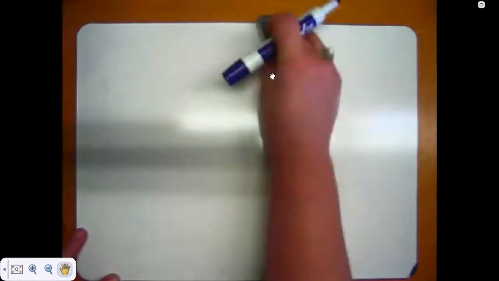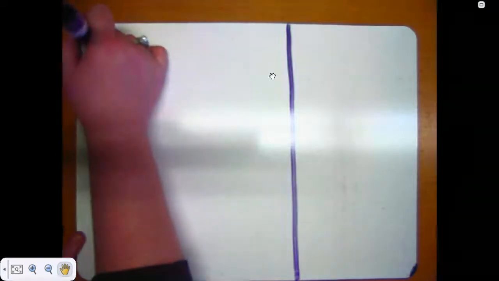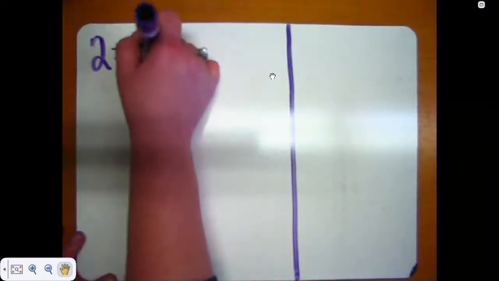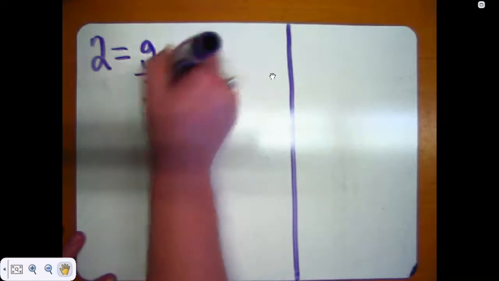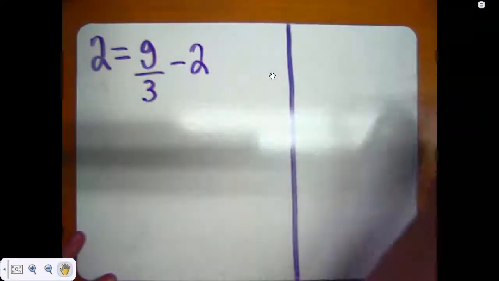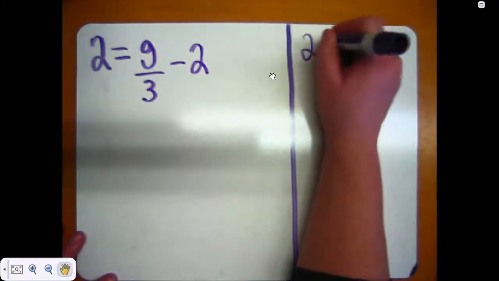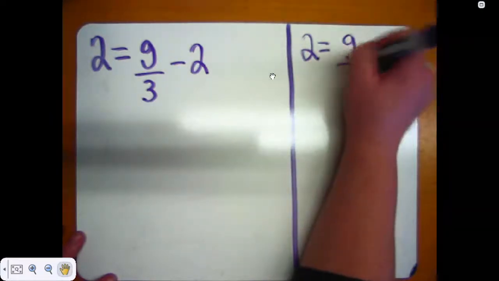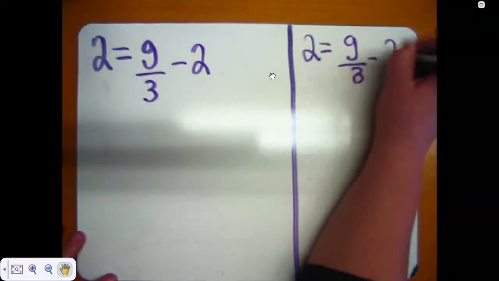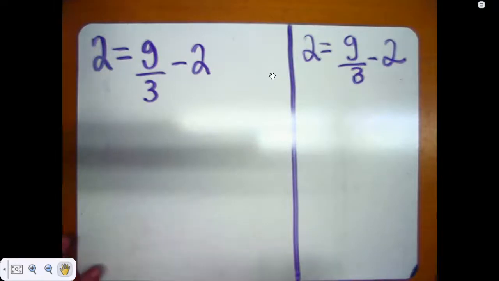And I'm going to go ahead and leave this line here so we can check it when we get finished and make sure our answer is correct. So we could have 2 is equal to g over 3 minus 2. And I'm just going to go ahead and put it over here too so we can plug in our answer later, and it won't be so confusing to look at. Okay, so 2 equals g over 3 minus 2.